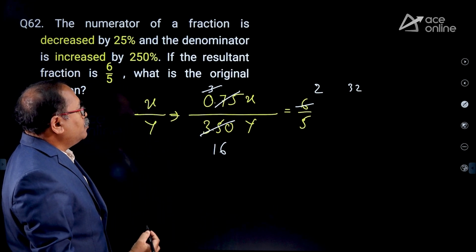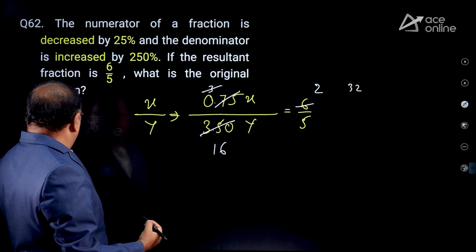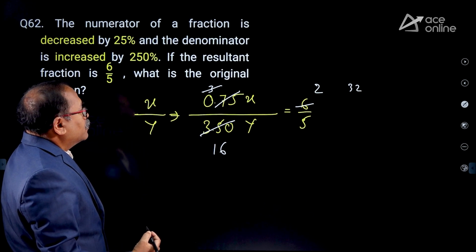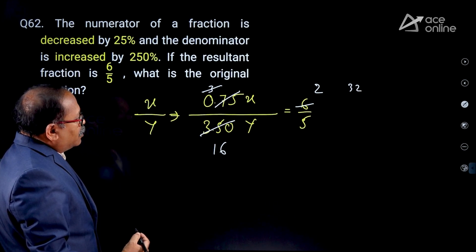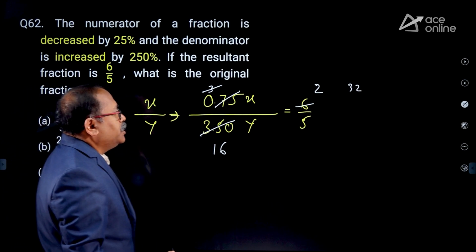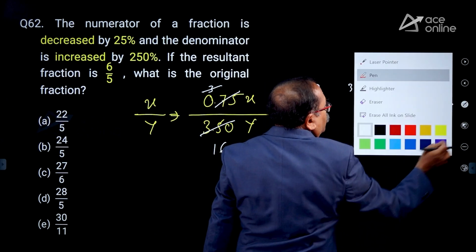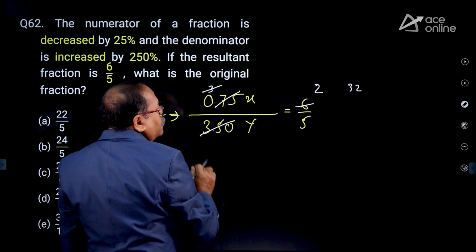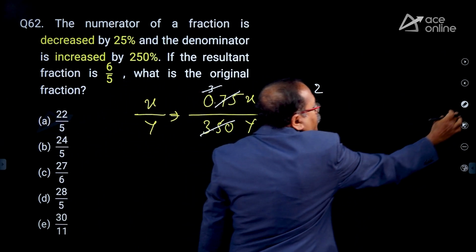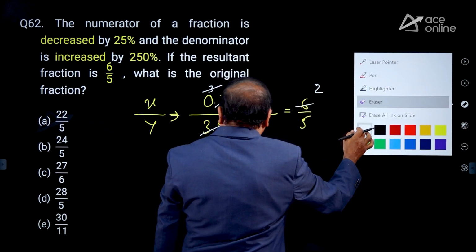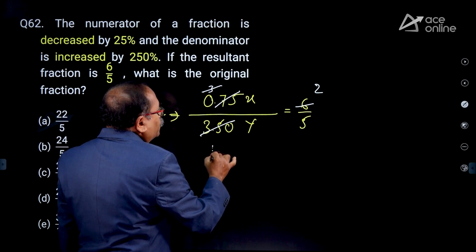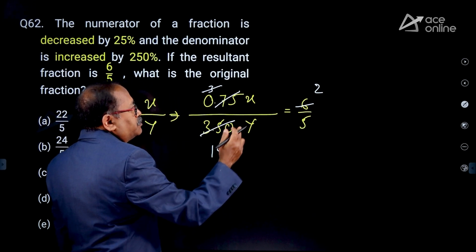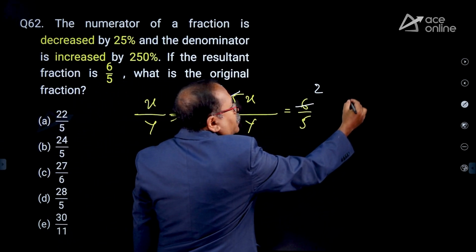16 2 is 32. Is it 16 times? No, 4 3 12, 14 times. Okay. Take this with 25, 14 times. That's 4 3 12 plus 2 is 14. With 25, 14 times. So 14 into 2 is 28.